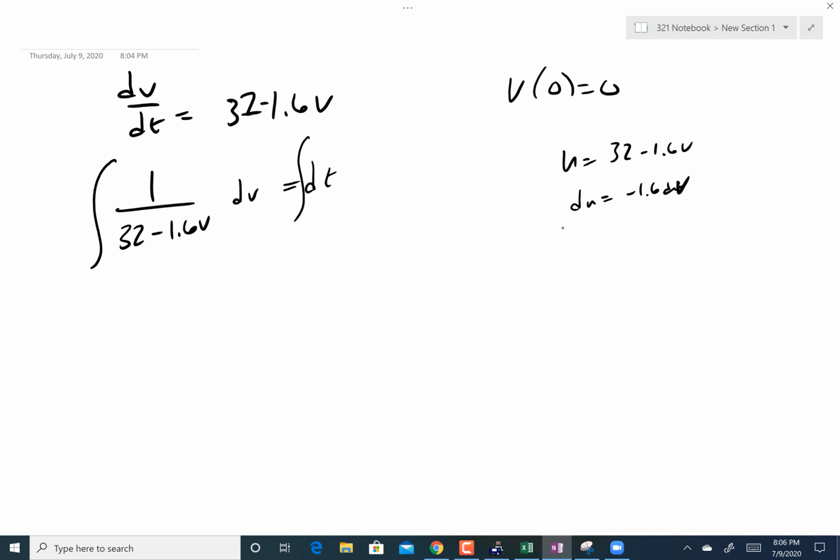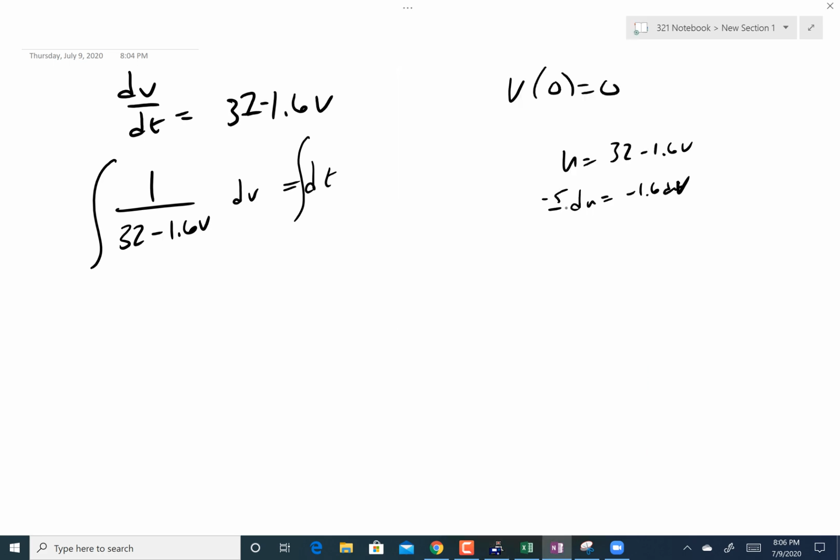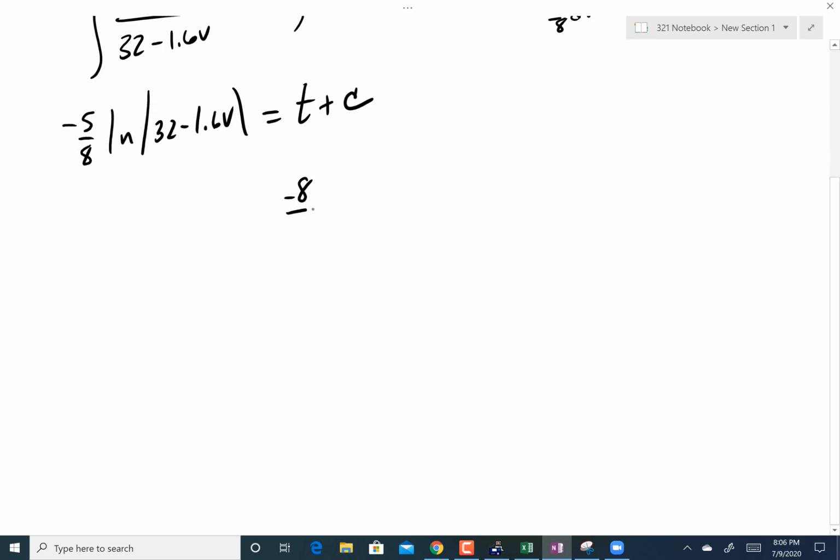But then I don't have that, so I have 5/8. Or if you like the decimal better, good for you. So negative 5/8 ln of u equals t plus a constant. So it's going to be negative 8/5 or 1.6 again, if that makes you happier. I think I like it better.